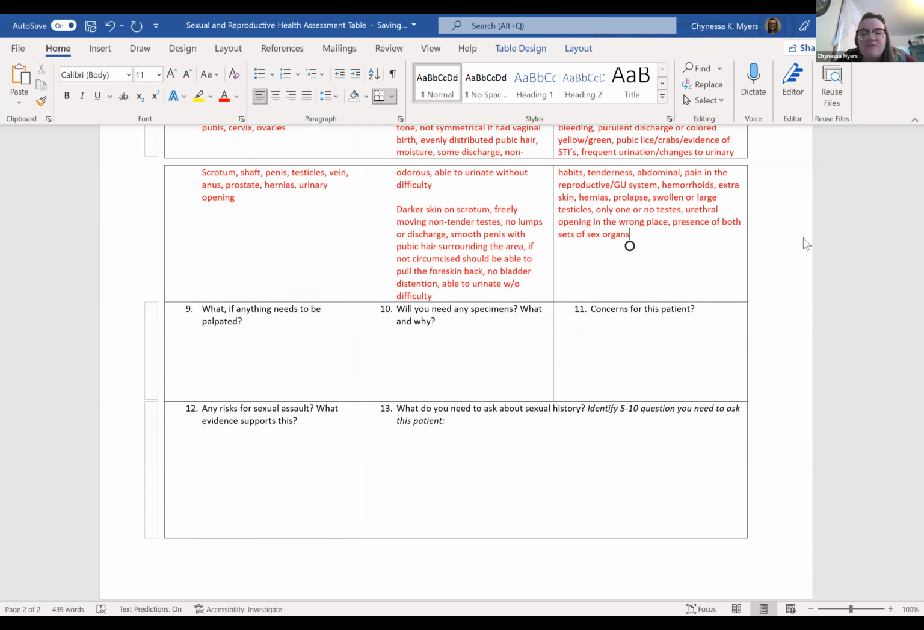Okay, so what, if anything, needs to be palpated? What do we have to touch, not just look at? Breasts, the scrotum, testes, and the foreskin, shifting it back. Yep, the breasts, female and male, right? Bladder and abdomen.